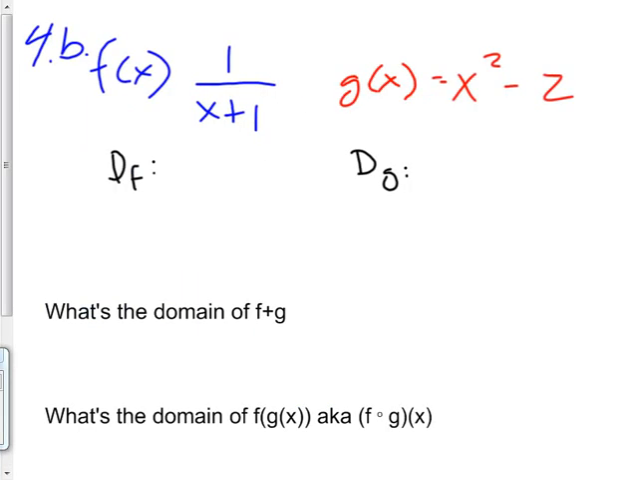All right, next kind. This is actually off of your packet. I want to do one with you. Take your yellow packet, turn it to problem 4B. If you've already done it, awesome, check it. But if you haven't, you might want to get going on it.